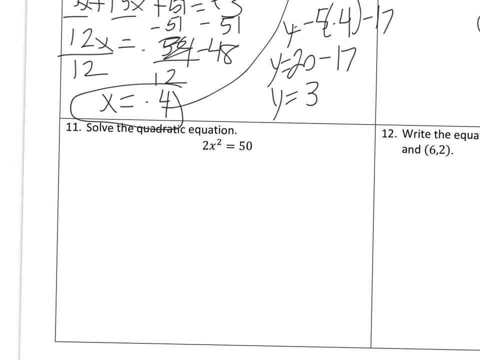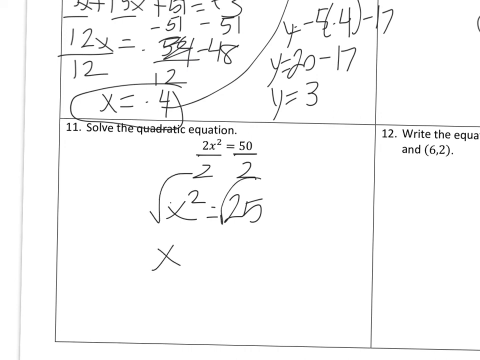Okay, 2 more questions. Solve the quadratic equation 2x squared equals 50. Just like a linear equation, I want to get x by itself. Okay, so I'm going to divide by 2, so I get x squared equals 25. Remember, to undo a square, we can take a square root of both sides. But here's the tricky part.